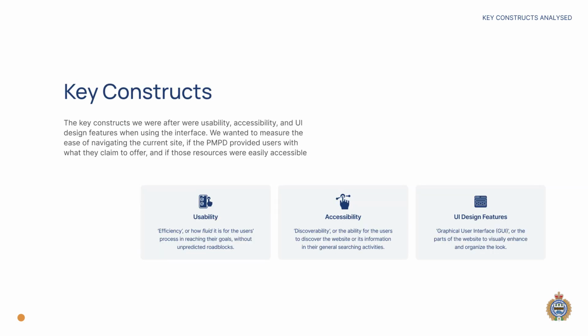So here are 3 constructs of the study, which will anchor our measurement for the capacity to provide community resources as illustrated in the research question. Usability refers to efficiency or how fluid the interface leads the user to the next step, leading to an easy experience of navigating the website. Accessibility refers to discoverability for the VSU website to be found externally on general web engine search or internally on the PMPD website. And finally, UI design features refers to graphical user interfaces that make the website visually appealing.